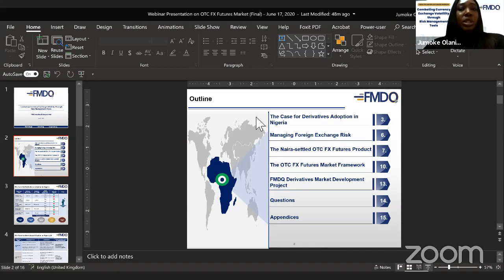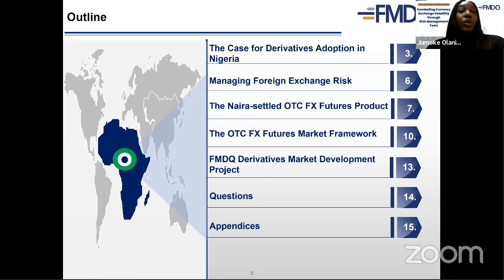So today, the presentation I'll be taking will take this order. We will look at a case for derivatives adoption in Nigeria, and another look at how we can manage foreign exchange risk, as today's session will dovetail into foreign exchange markets specifically and how to manage the risk in that market. We'll talk about how FMDQ Exchange and the products we have launched to the market can be used to manage this foreign exchange risk. Particularly, we'll be talking about the Naira settled OTC FX Futures product, and give you a few more insights into the product, the market framework, its operational standards, and how it works, and how each and any one of you can access this product through the participants in the market. And then we will take the questions and answers.